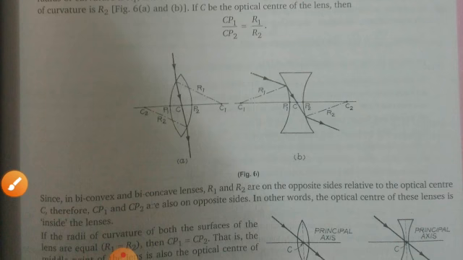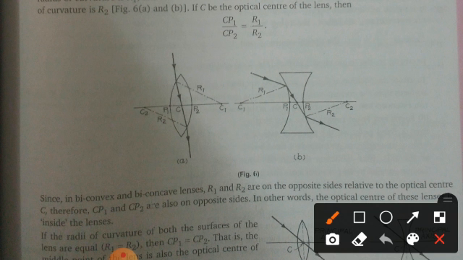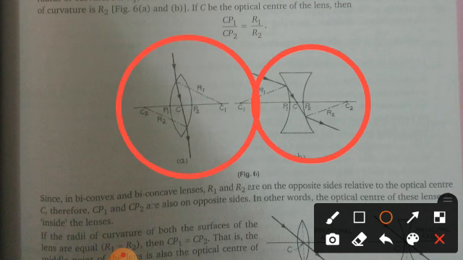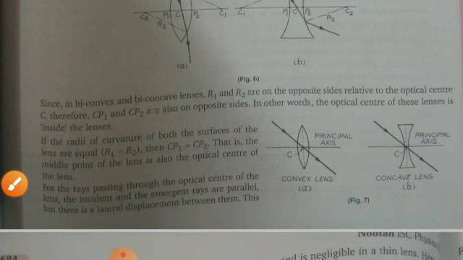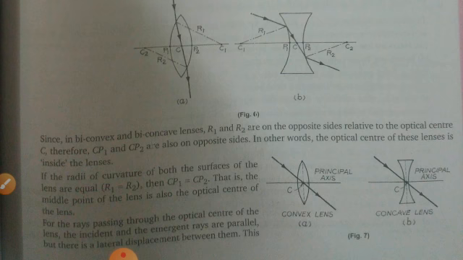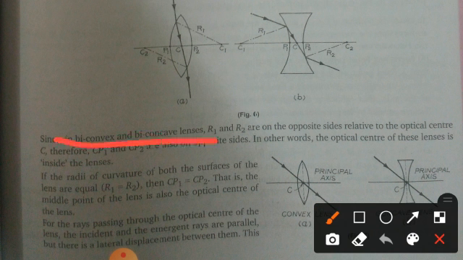Here you can see the intersection in the figure, this is for convex and this is for concave. Since in biconvex and biconcave lenses R1 and R2 are on opposite sides relative to the optical center C, your center of curvature, therefore Cp1 and Cp2 are also on opposite sides. In other words, the optical center of the lenses is inside the lenses.